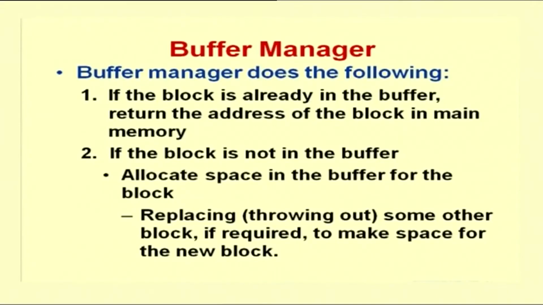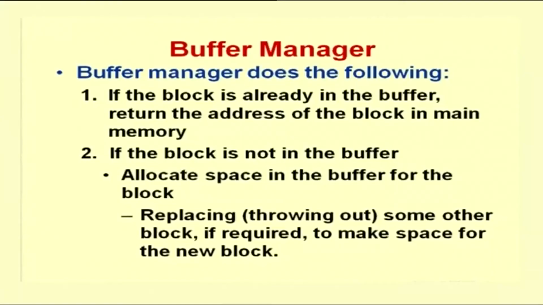When you look at buffer management, the buffer manager does the following. If the block is already in the buffer, remember the buffer is available in the main memory. So, I am calling for a disk block. When I call for a disk block, the first thing I have to do is check whether the disk block is already in the buffer. If it is already in the buffer, then you return the address of the block in the main memory. So, return that. If the block is not in the buffer, that means it is not in the main memory.